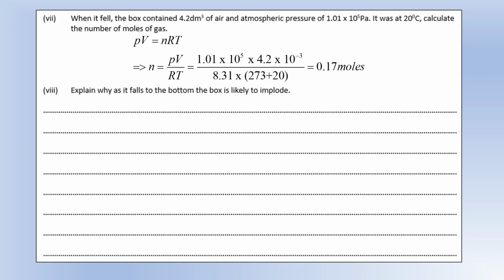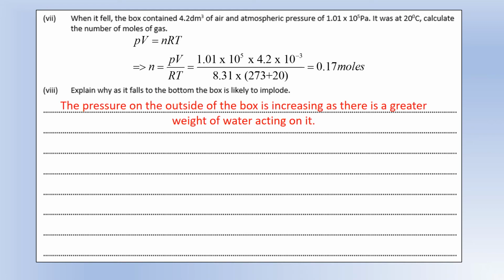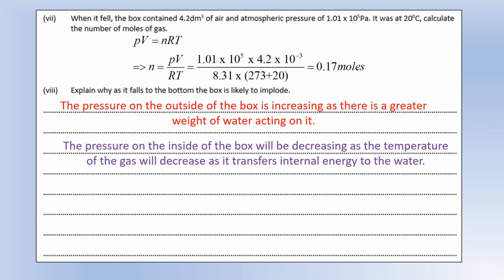So explain why, as it falls to the bottom, the box is likely to implode, which is the opposite of explode, so essentially burst inwards on itself. So the pressure on the outside of the box is going to be increasing as there's a greater weight of water acting on it. So as the box falls in the ocean, the weight of water above the box increases, which means there's going to be a higher pressure on the outside of the box.